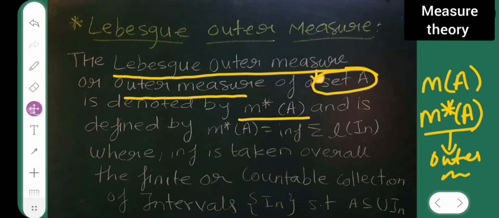It is defined by M star of A is equal to what? The outer measure of A is equal to the infimum of the summation of L of In, where the infimum is taken over all finite or countable collections of intervals In such that A is a subset of the union of In. So you will have to know this definition. Next are some of the properties.